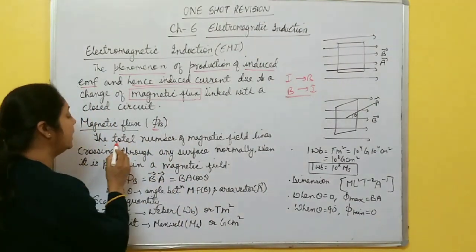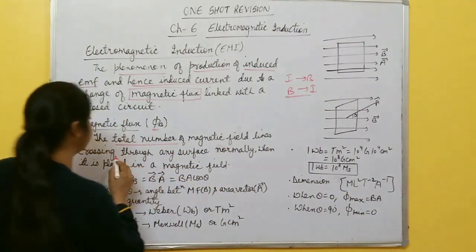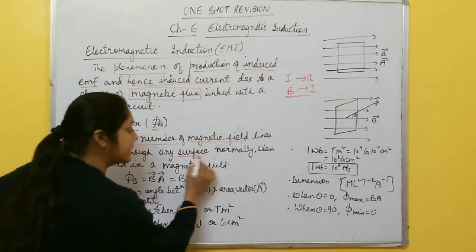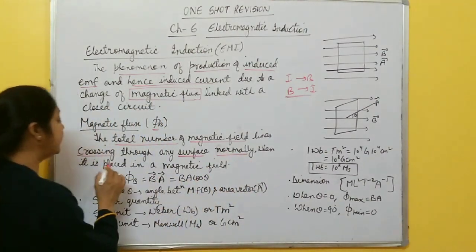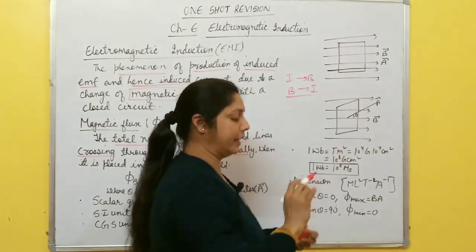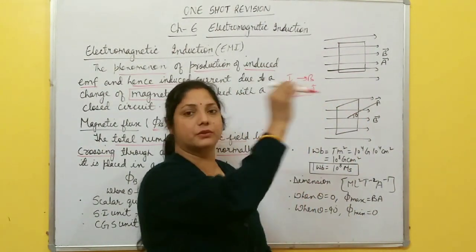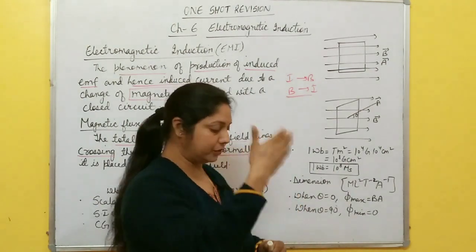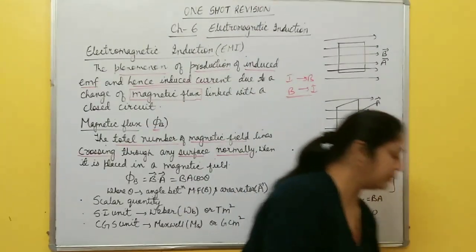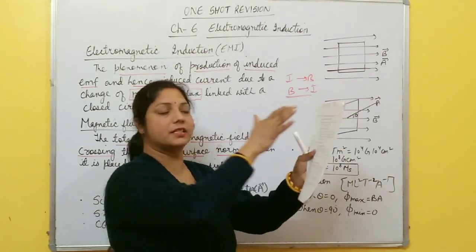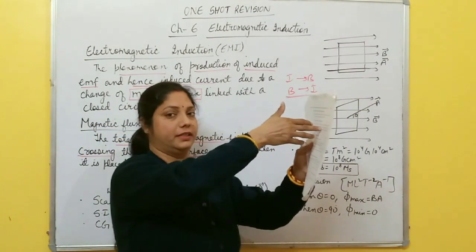It is the total number of magnetic field lines crossing through any surface normally when it is placed in a magnetic field. Suppose this is the direction of the magnetic field. Magnetic field lines are going like this, and you place one surface normal to this magnetic field. Suppose this is a surface, and this surface is placed normally with the field lines.